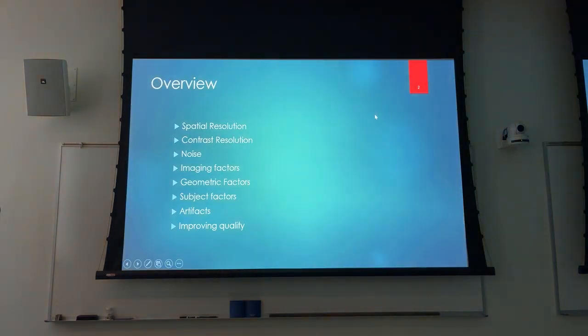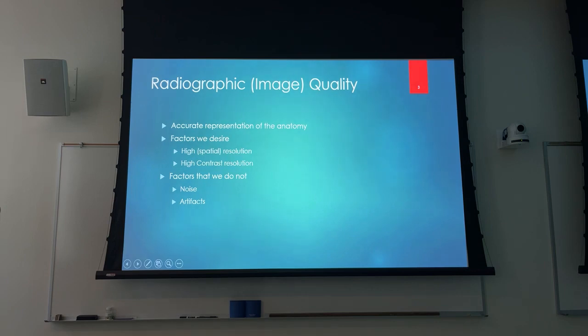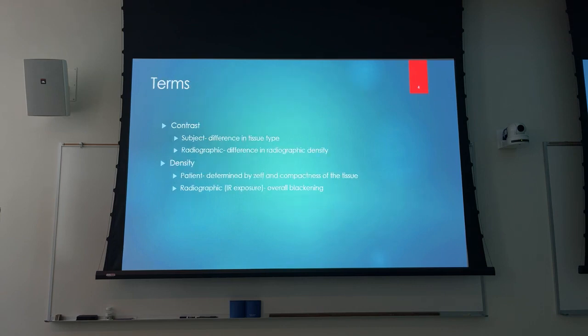All right, so skip the overview. Radiographic quality, again, is accurate representation of the anatomy, and that's not just the size and shape, but also the appearance of the anatomy. So overall contrast and density play into that as well. What we'll want is high spatial resolution, high contrast resolution, absence of noise as much as we can, and absence of artifacts that we can remove from the patient. Obviously, external artifacts are movable, some are not, and internal artifacts you can't really do anything about.